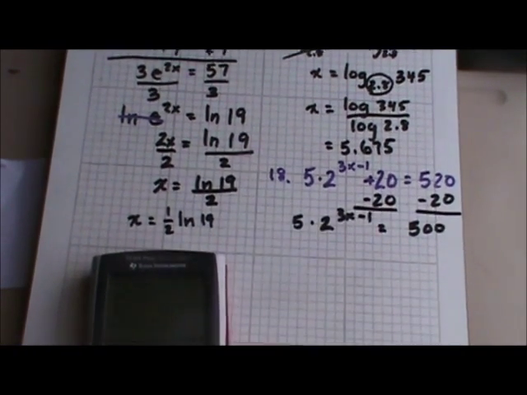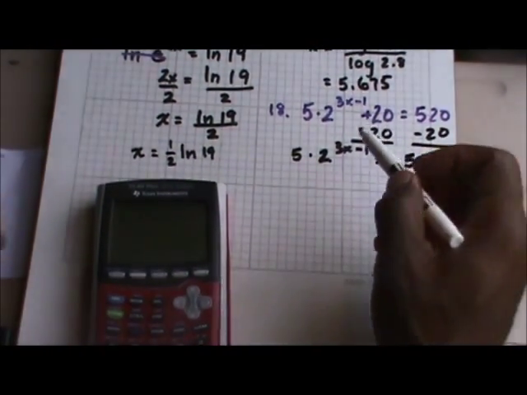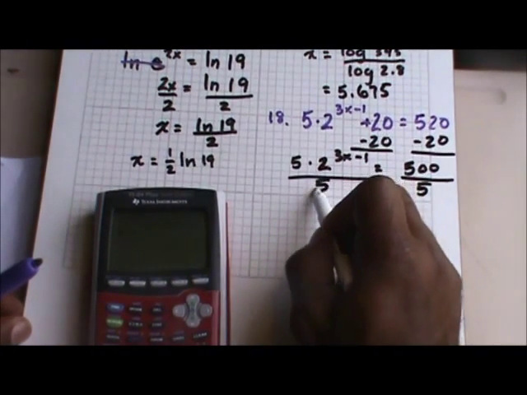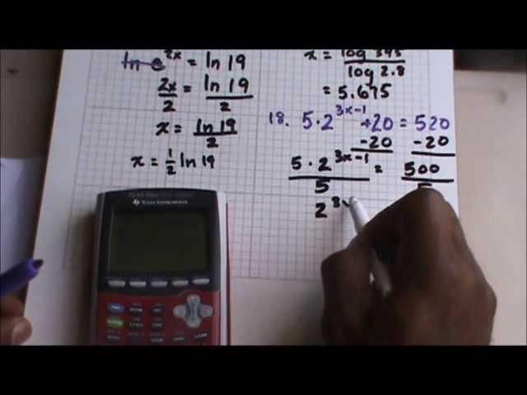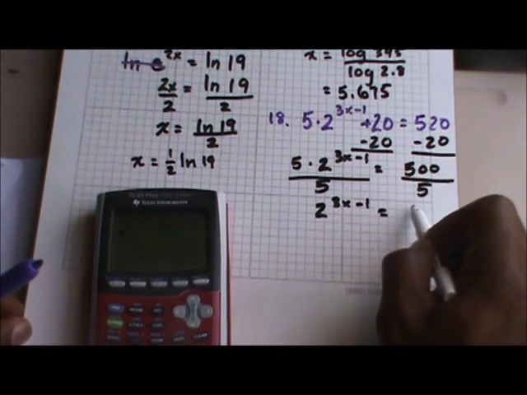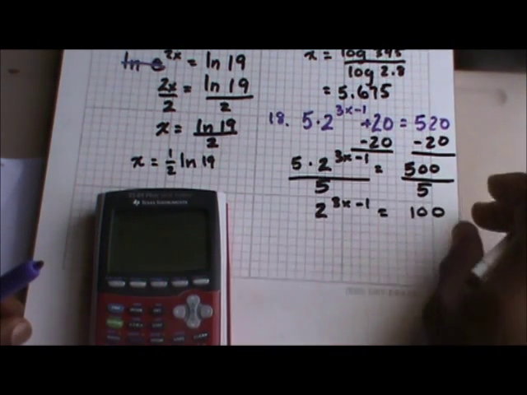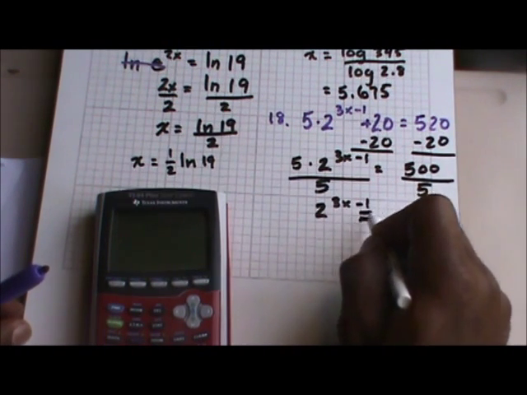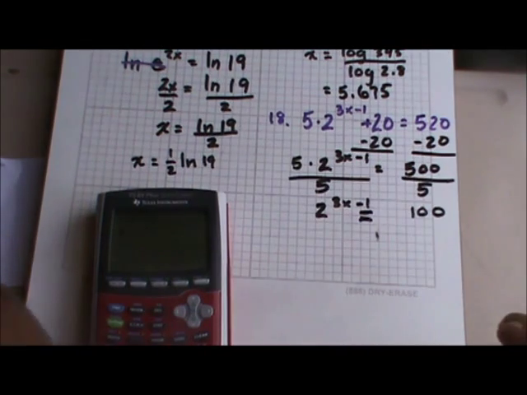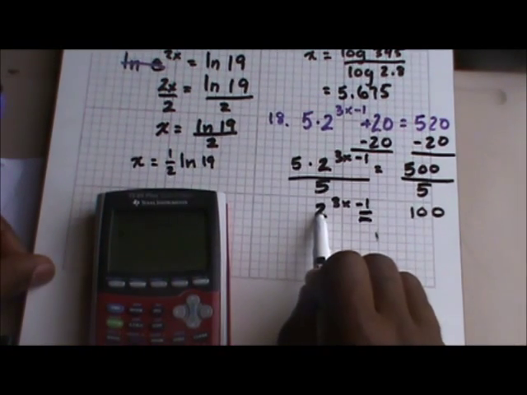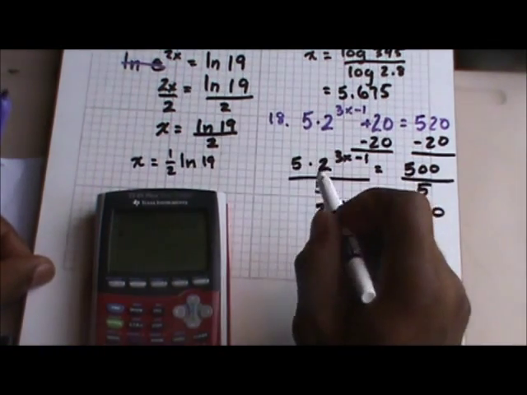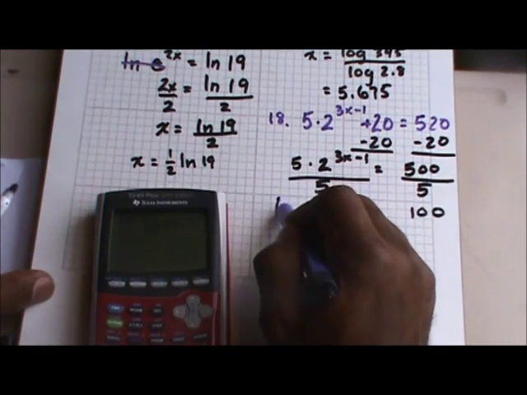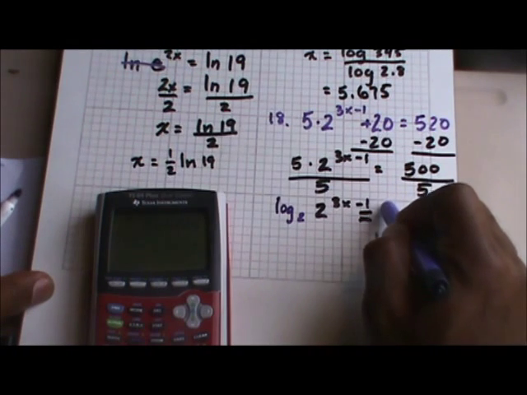All right, running out of space here. All right, divide both sides by 5. 2 to the 3x minus 1 is equal to 100. All right, and at this point, we can start pulling that exponent. Now, to pull that exponent, we're going to have to log something. All right, and we want to cancel this 2, base 2, so we log base 2 both sides. All right, log base 2 both sides.